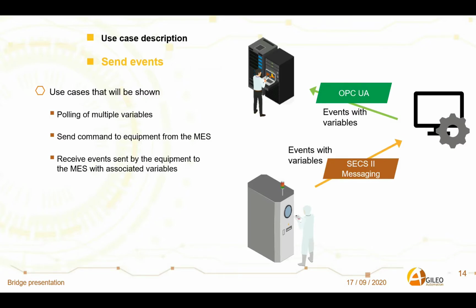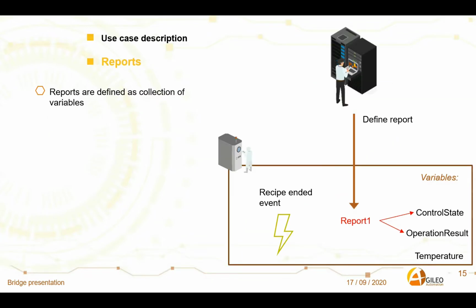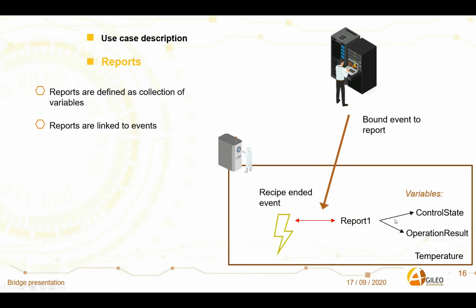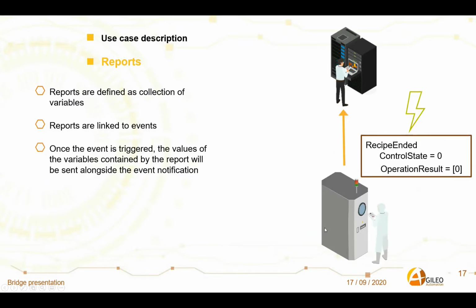Indeed, the context is not known by the equipment but by the MES, so it is the responsibility of the system to specify the variables it should receive from the equipment at runtime. To do that, contextual variables are grouped together inside reports. For instance, report 1 aggregates the operation result and the control state variables of the equipment. Events that should return the contextual variables are bound to the report. For instance, the report 1 that was defined before can be linked to recipe ended events. Then, each time the event is triggered, the values of the variables are sent alongside the event.